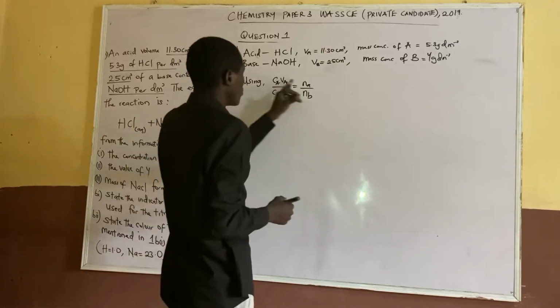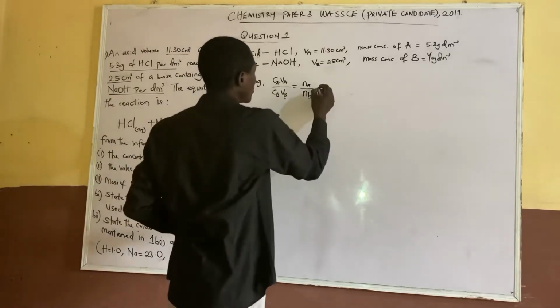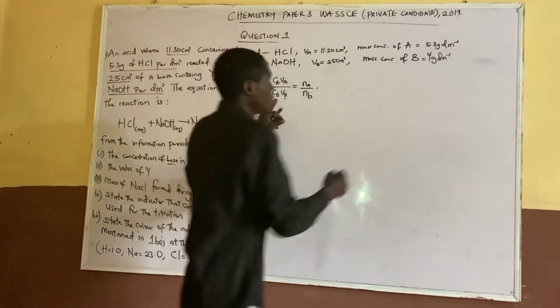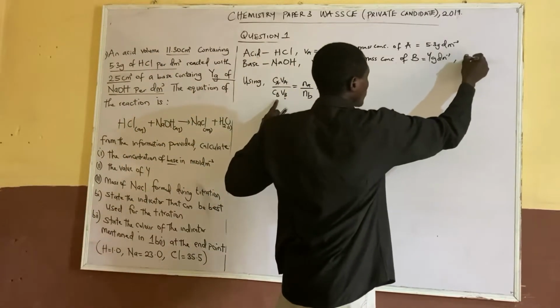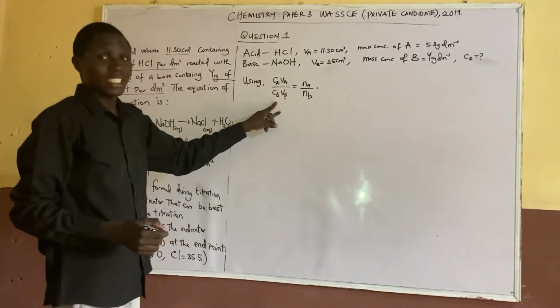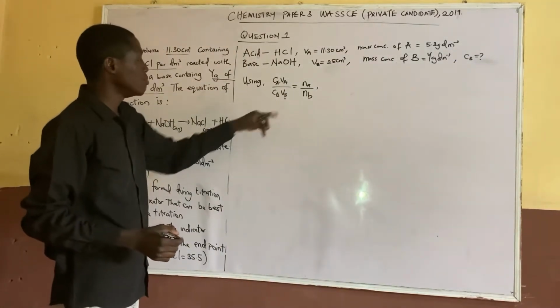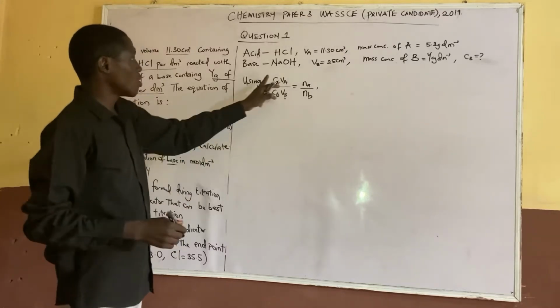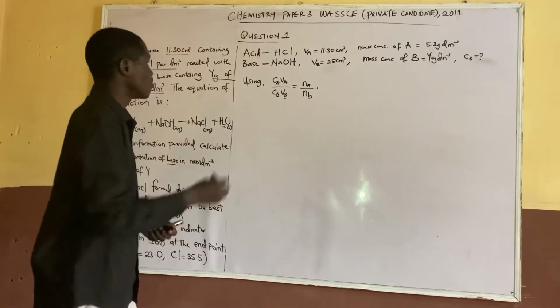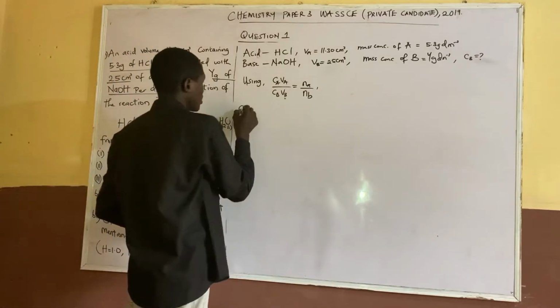So we need to work towards getting each parameter of this formula so that we can use it to calculate what? CB. Don't forget that we are calculating CB in question number 1, the concentration of base in mole per dm cube, which is known as CB. So we need to get all other parameters in order to get CB.